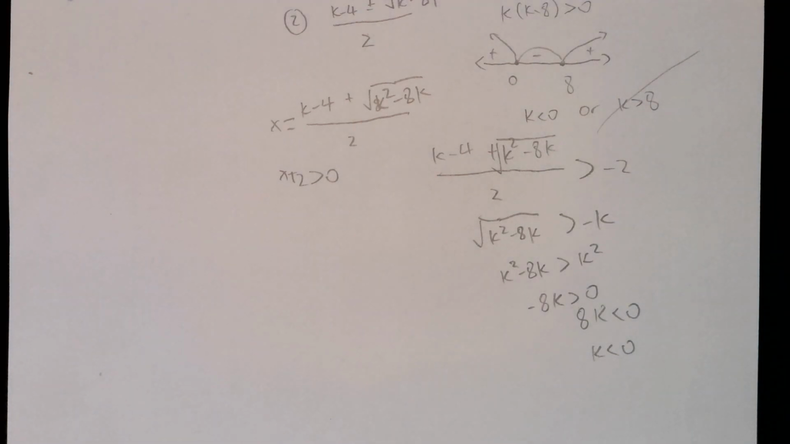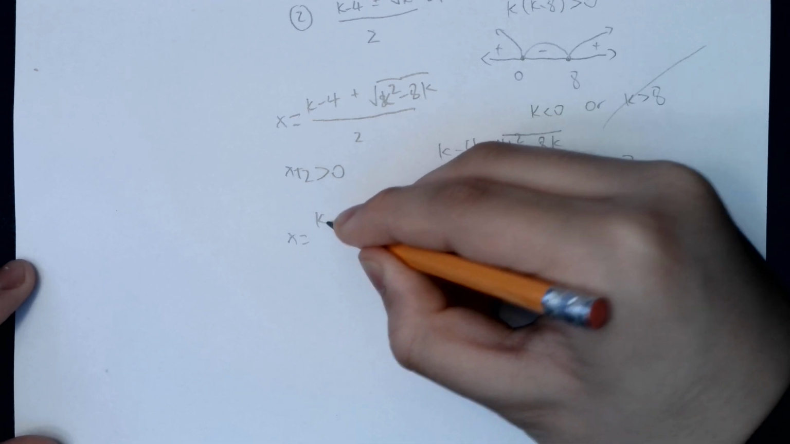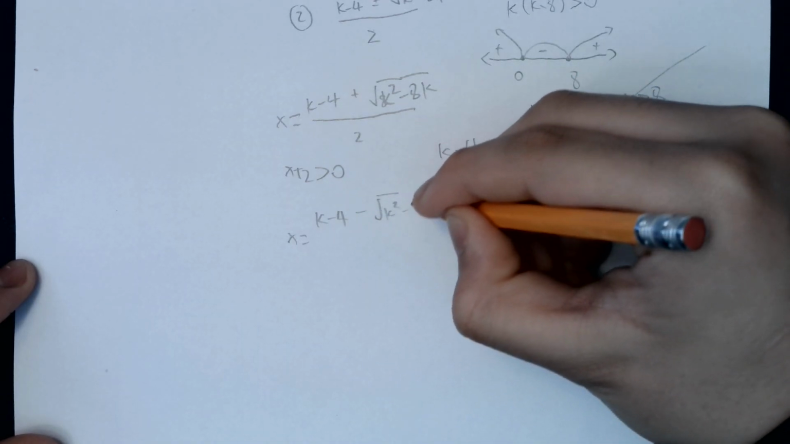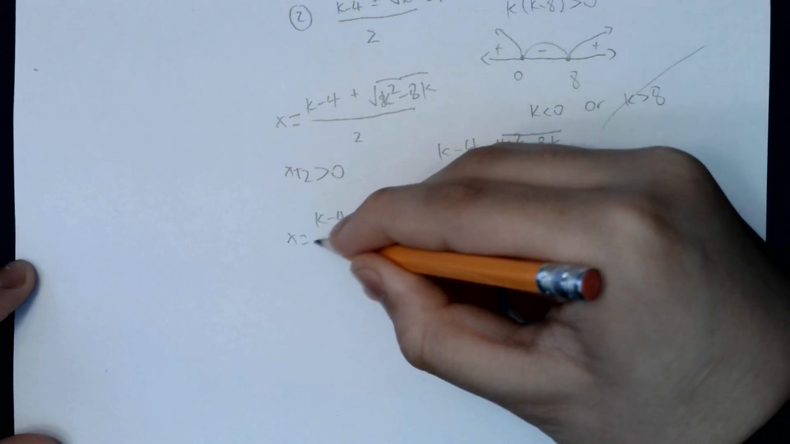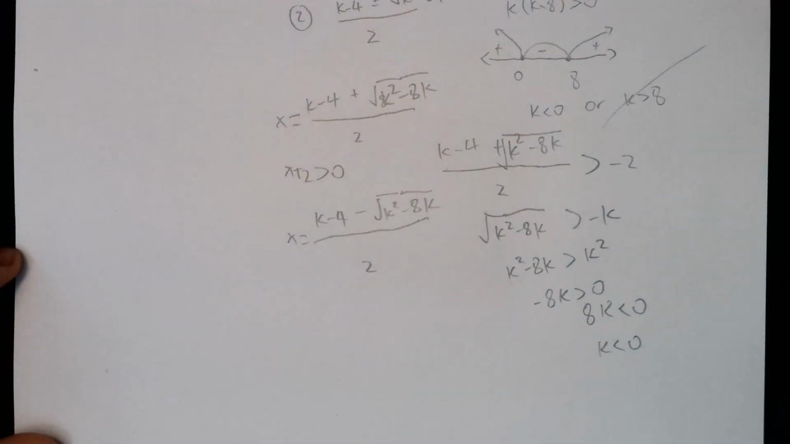So in this case, x is satisfied, and we do have one real solution as it matches our domain. Now let's go back to our second case, which is that x is going to equal the same thing as before. However, it's going to be minus the square root of k squared minus 8k. Then from this, you're going to repeat the same steps we did before, and I'll just skip past this to not waste time for the sake of the video.